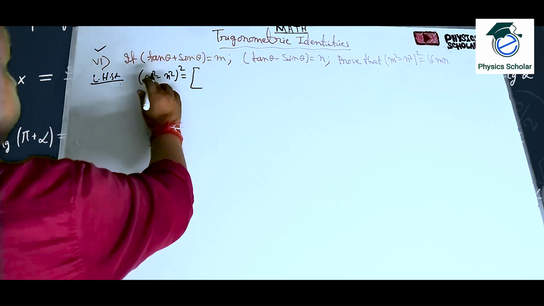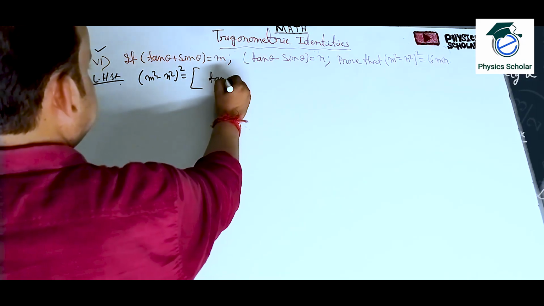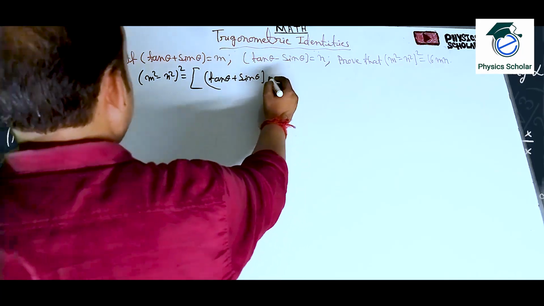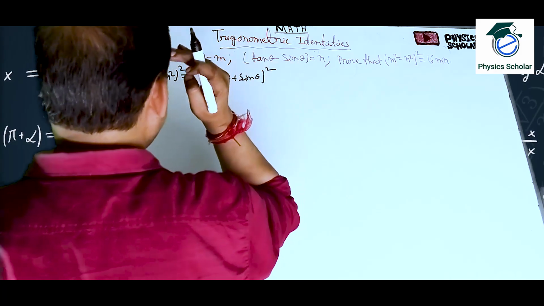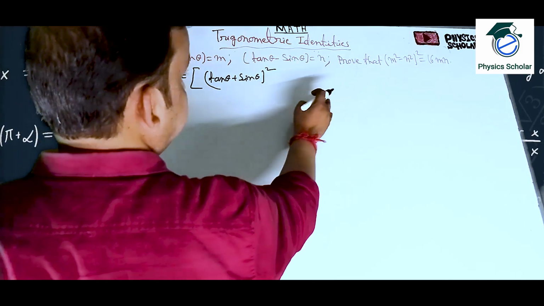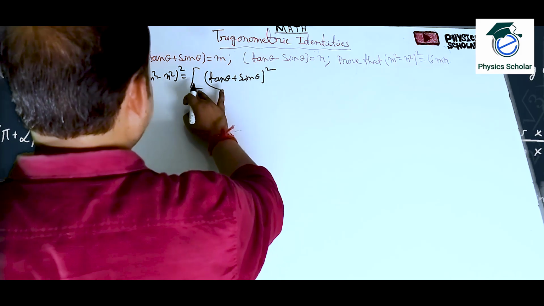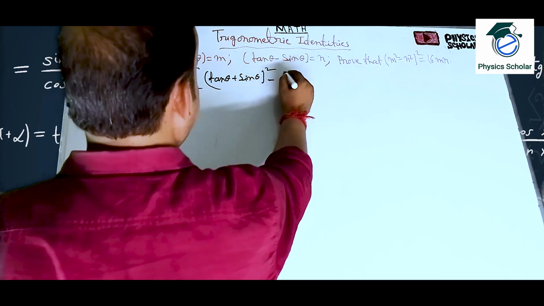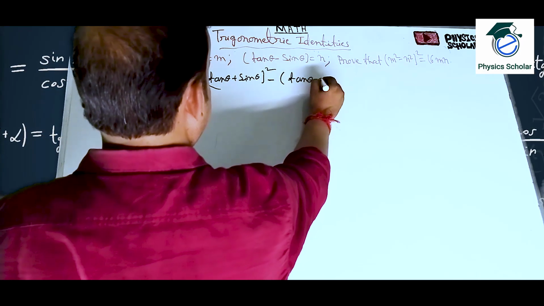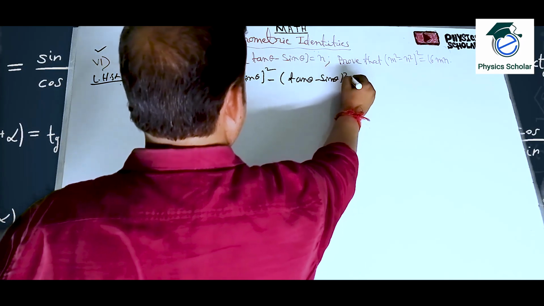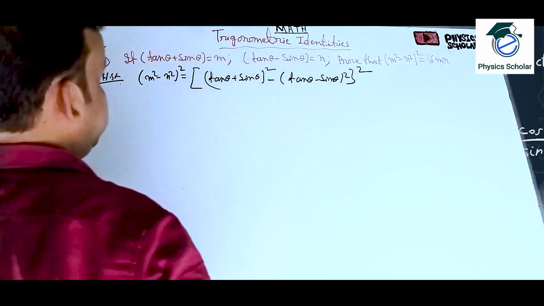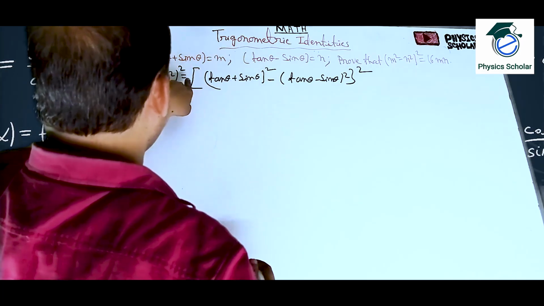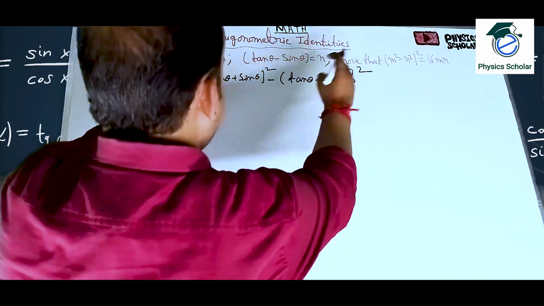So what is the value of m? Tan theta plus sin theta, that whole square. Tan theta plus sin theta whole square. Clear? m square minus n square, right? So m square minus n square. So what is m? Tan theta plus sin theta whole square. Minus what is the value of n? Tan theta minus sin theta whole square, and that square. Clear? So m square value, m means this, so m square means this, minus n means this, so n square means this, and whole square.